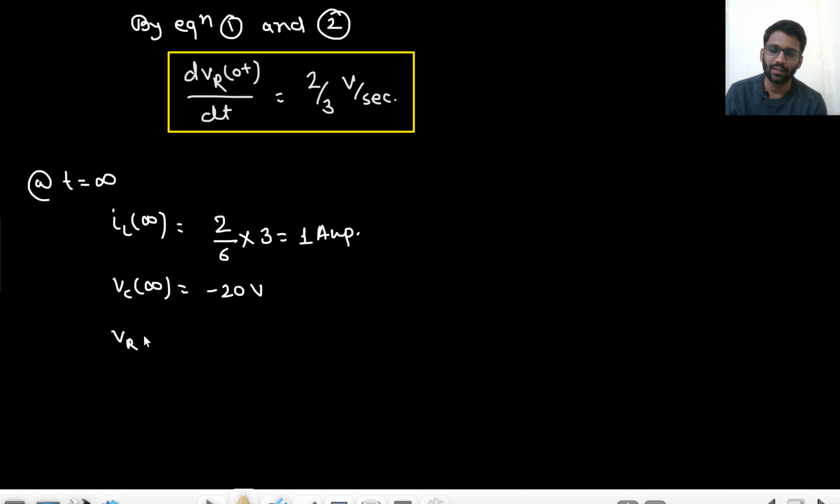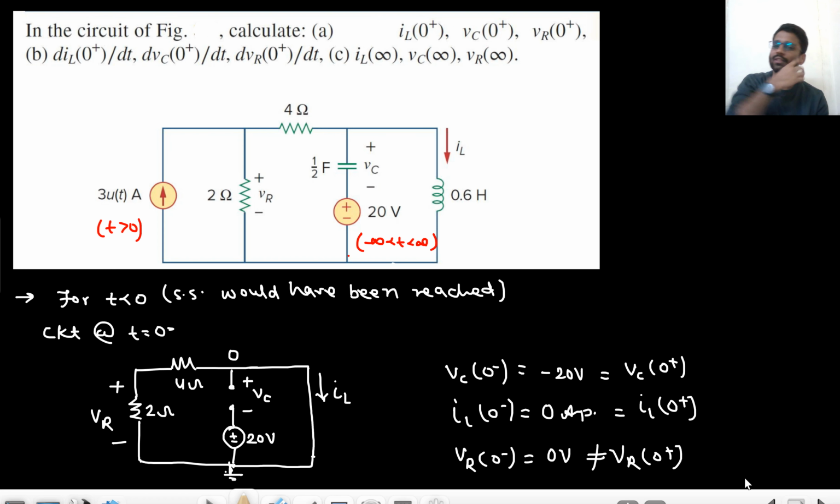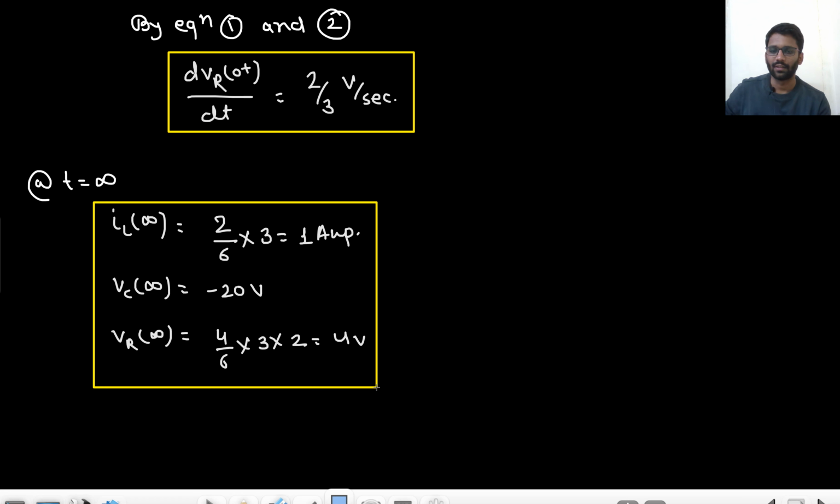And what about VR infinity? VR infinity will simply be the current in this 2 ohm resistance times the resistance. So 4 by 6 into 3 into 2. That means 4 volt. Right? So this is the final answer.